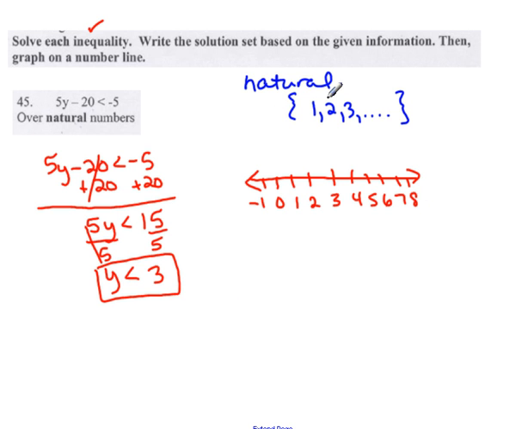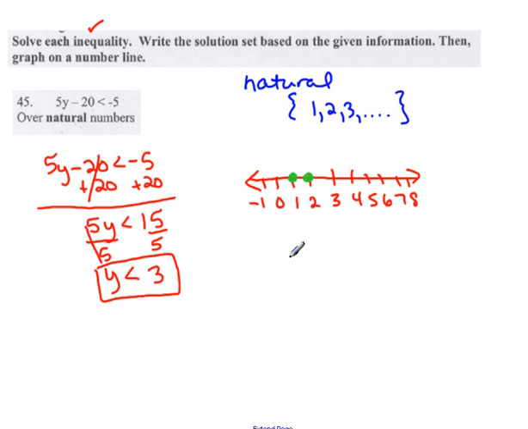All right, so in the set of natural numbers, which numbers are less than 3? Well, remember, the natural numbers are just the counting numbers, 1, 2, 3, 4, etc. No fractions, no decimals, no negatives, no 0. So the only numbers less than 3 are the numbers 1 and 2. So you would put dots on those two values.